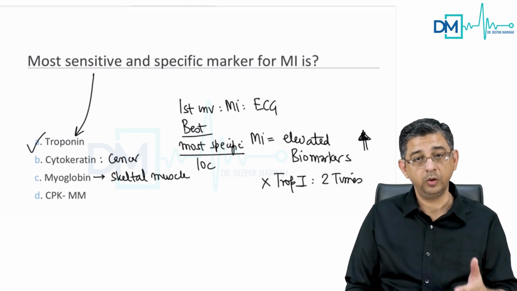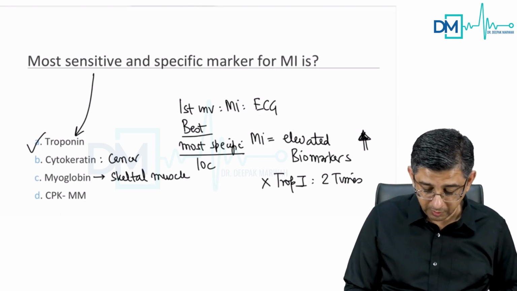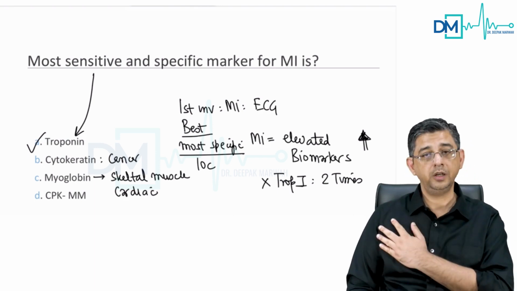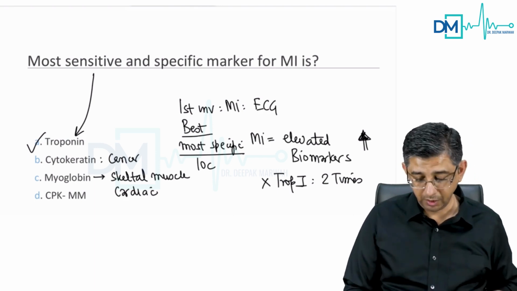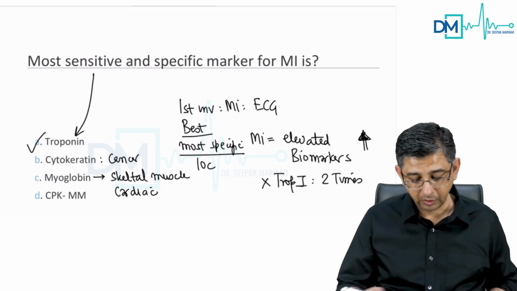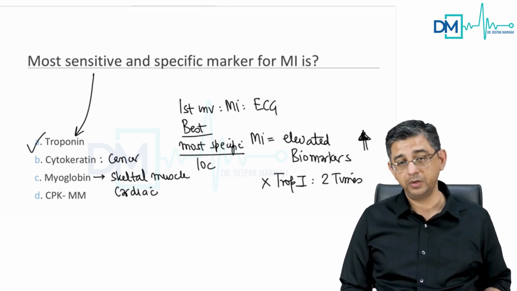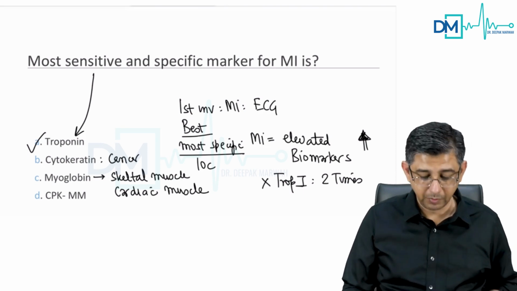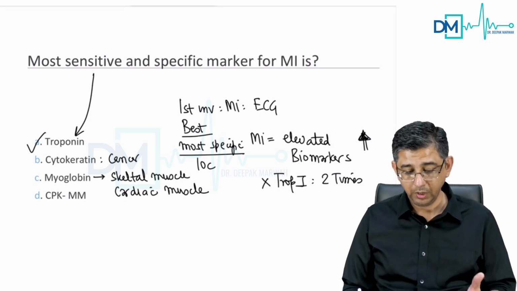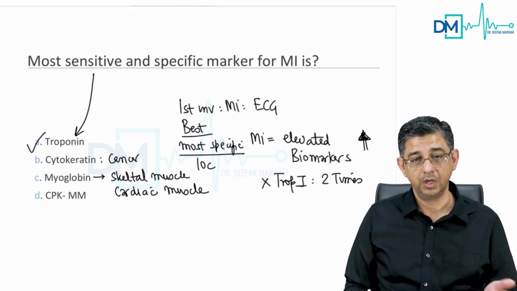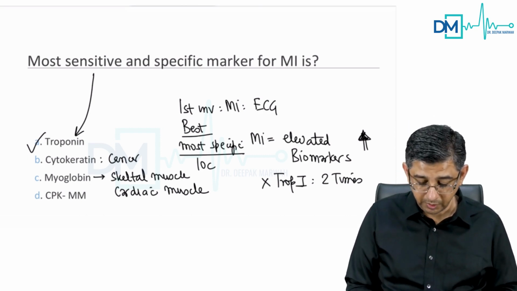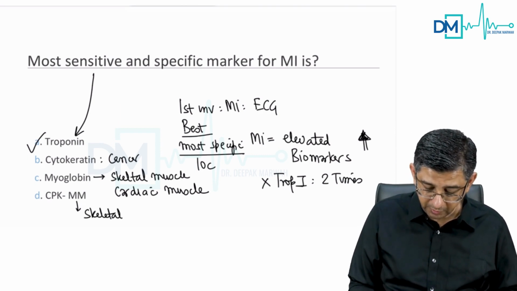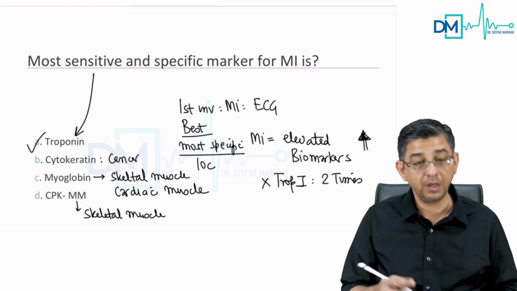The problem with myoglobin is, suppose you gave a DC shock to the patient. The DC shock will cause damage to even the skeletal muscles of the chest and can result in elevated CK-MB, and it can also contribute to elevation of myoglobin due to damage to the muscles. So because myoglobin is present in skeletal muscle and cardiac muscle, you really can't be very sure what the source is. And CPK-MM, well, that is present in only the skeletal muscle. In the heart we don't have CPK-MM. In the heart we have CPK-MB.